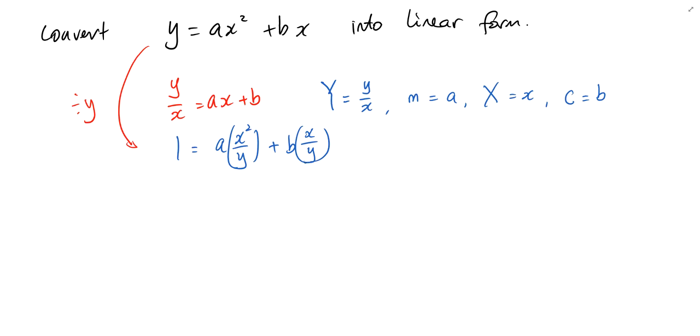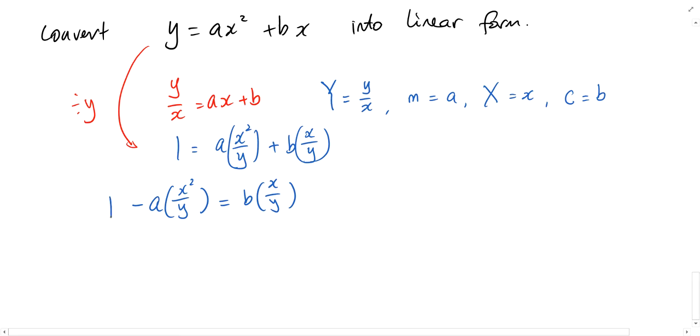Yes, yes. What do you mean by bring over? Minus, okay. So he says minus, so negative ax squared over y equals to bx over y minus 1. Is this what you're saying? The one on the left hand side. So like this, is it?